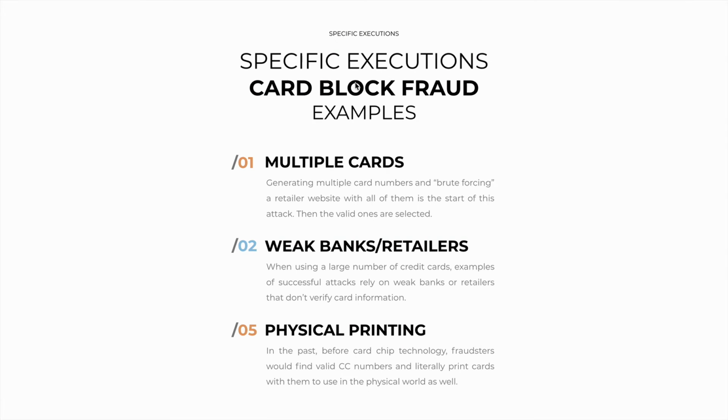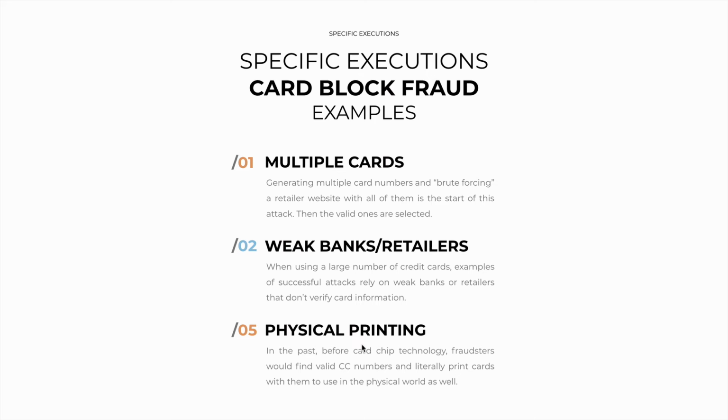What are some examples of card block fraud? The first is generating multiple numbers and brute forcing a small retailer's website with all of them. This is usually the first line of attack in a strategy like this. Then, picking weak banks and retailers is very frequent. If the fraudster knows in advance which retailer doesn't perform verifications, and if they know that the card numbers generated belong to an unprotected bank, they can invest more heavily in the attack because the success chance will be higher.